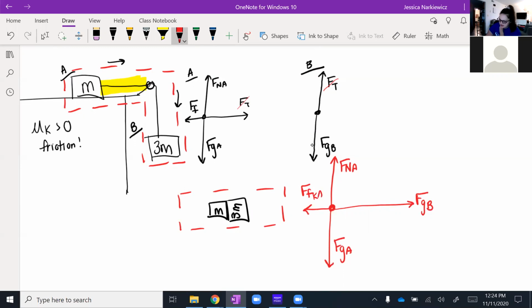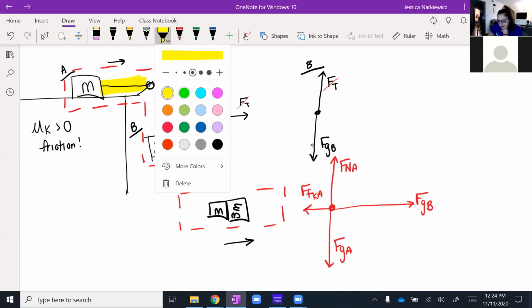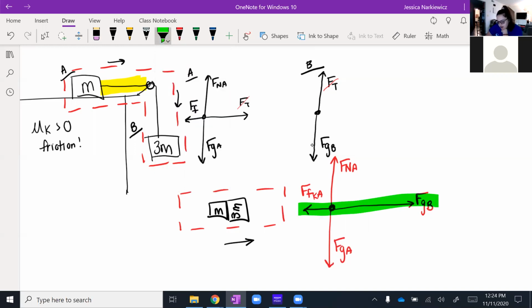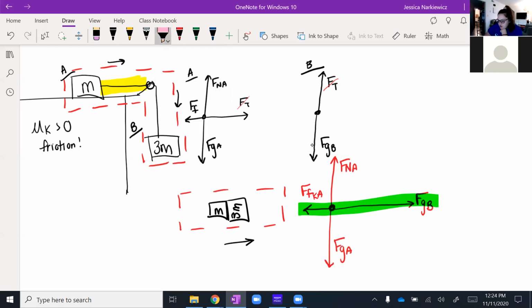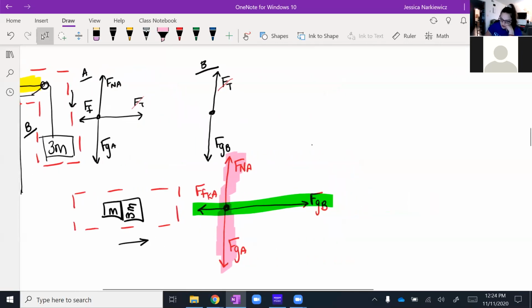And I should really say that this is on block A. So now that everything is moving in the same direction, specifically everything is accelerating rightwards, my net force equations become a little bit easier because I now see that the force of gravity acting on B and the friction force acting on A are going to affect the acceleration of the system, whereas the normal force on A and the force of gravity on A are not.